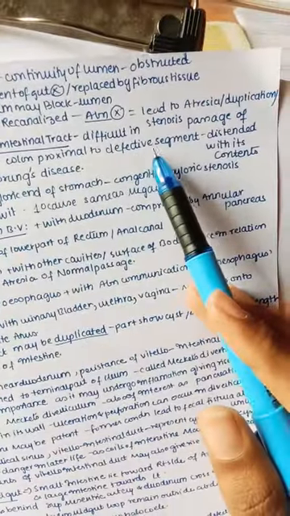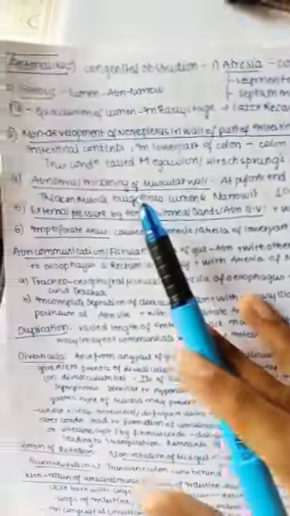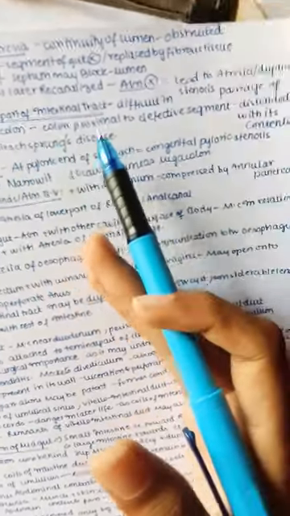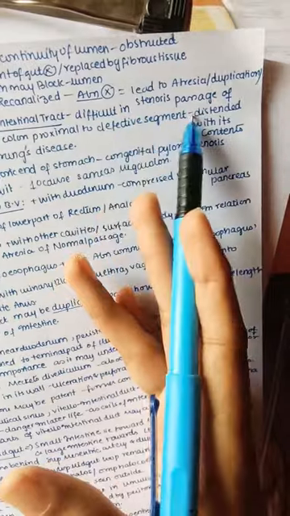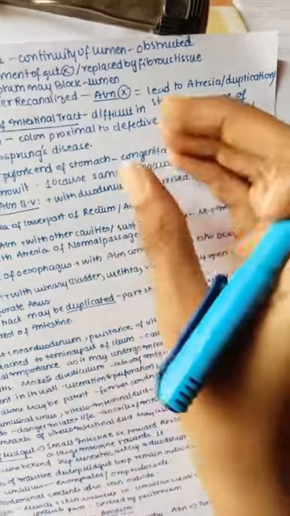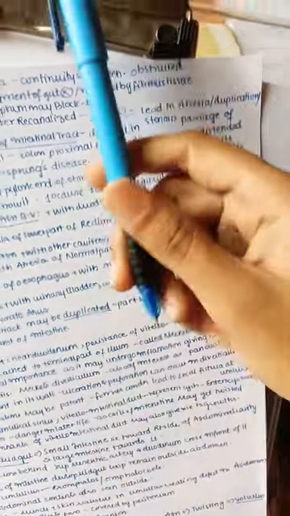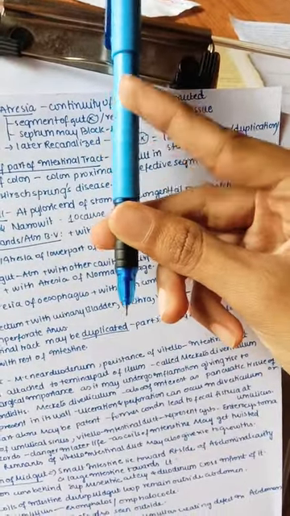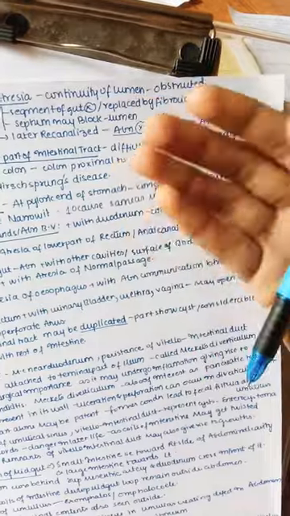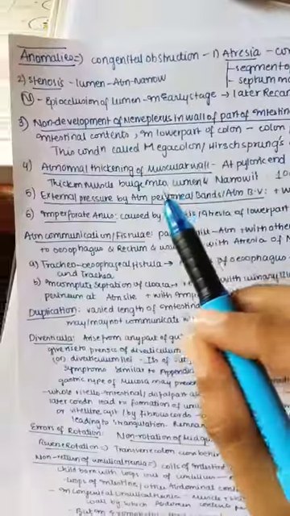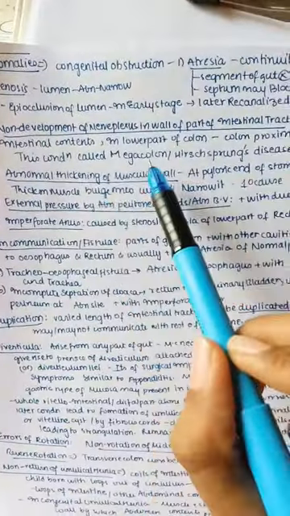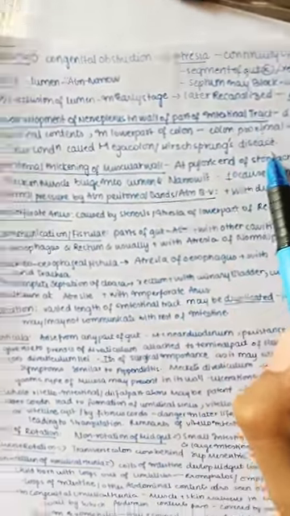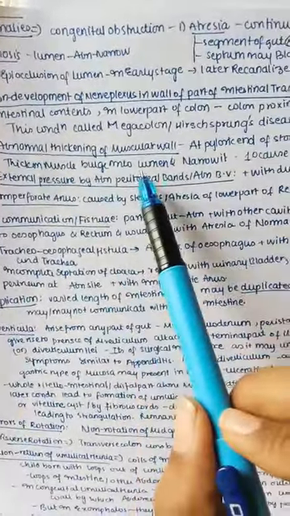Of course, there is difficulty in the passage of intestinal contents, mainly in the lower part of the colon, so the colon proximal to the defective segment is distended with its contents. You can understand, for example, if this part of the colon is obstructed, then all the contents get accumulated here and it balloons out, bulging, right? Along with the contents, this condition is called megacolon, also known as Hirschsprung's disease. Hirschsprung's disease. Okay.